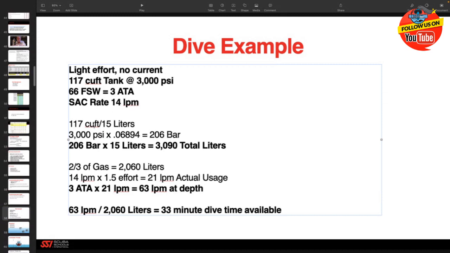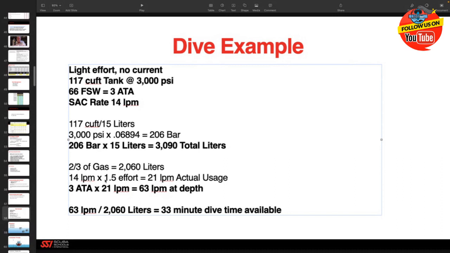How do we do this? 117 cubic feet is 15 liters. So 3000 PSI times 0.06894 is 206 bar. Simply enough, 206 bar times 15 liters equals 3,090 liters. Now if we count out two-thirds of that gas using our rule of thirds, we have 2,060 liters of usable gas.